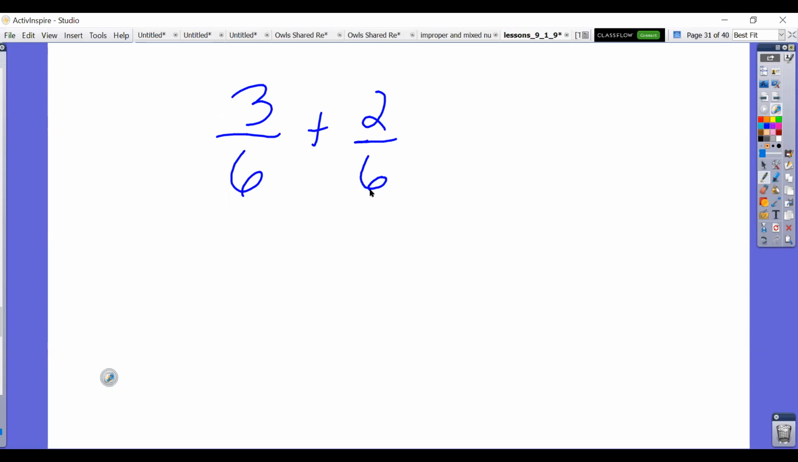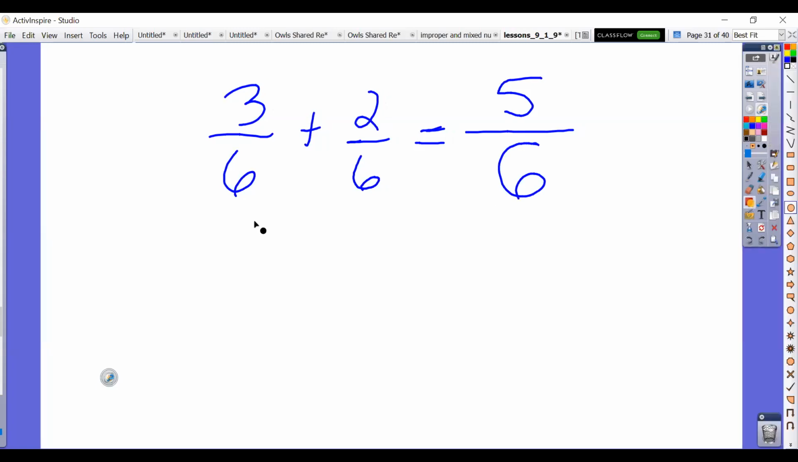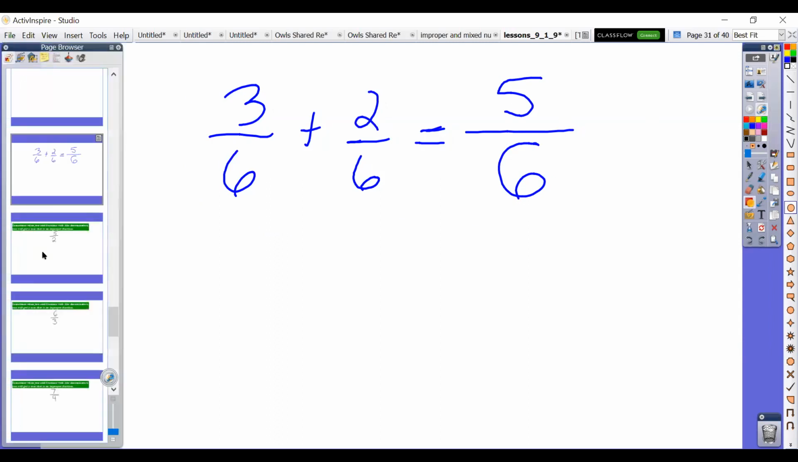We also learned how to add on a number line. And we also learned a very efficient way to solve this, which is simply to add the numerators together. So 3 plus 2 gives me 5, and keep my denominator the same. Because really what you're doing here, as we talked about in the last lesson, is you're not changing what you split your whole into. You're just combining equal parts. So our denominator stays the same. We can say that 3/6 plus 2/6 gives me 5/6.